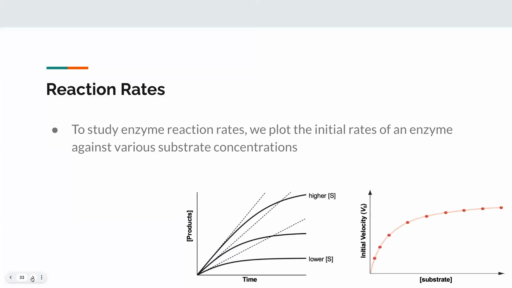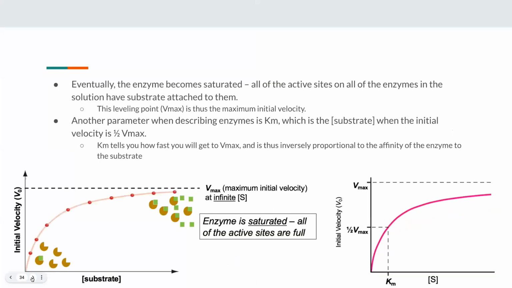Reaction rates. To study enzyme reaction rates, we plot the initial rates of an enzyme against various substrate concentrations to get the graph of initial velocity over substrate. Eventually the substrate becomes saturated, and all of the active sites on the enzymes in the solution have substrate attached to them. If you look at this graph right here, you have 5 units of enzyme, but only 1 unit of substrate, so only one of the 5 units of enzyme is being taken up. Once you get up to the top, no matter how much enzyme or substrate you add, you've taken up all of the possible active sites.